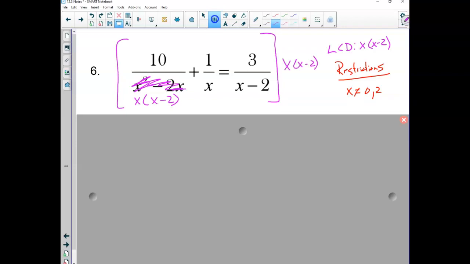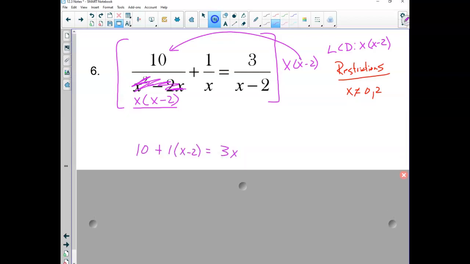Okay? And when I do that, I can see I have 10 times x minus 2 over x times x minus 2. And I can see these are gotten rid of by that, so I'm only left with a 10 on the top of that one. And when I distribute this, I have 1 times x minus 2. I can see this gets rid of that, so I'm really only distributing an x minus 2. When I distribute here, it really is 3 times x minus 2 over x minus 2. I can see this gets rid of that, so I'm really only distributing a 3 there.